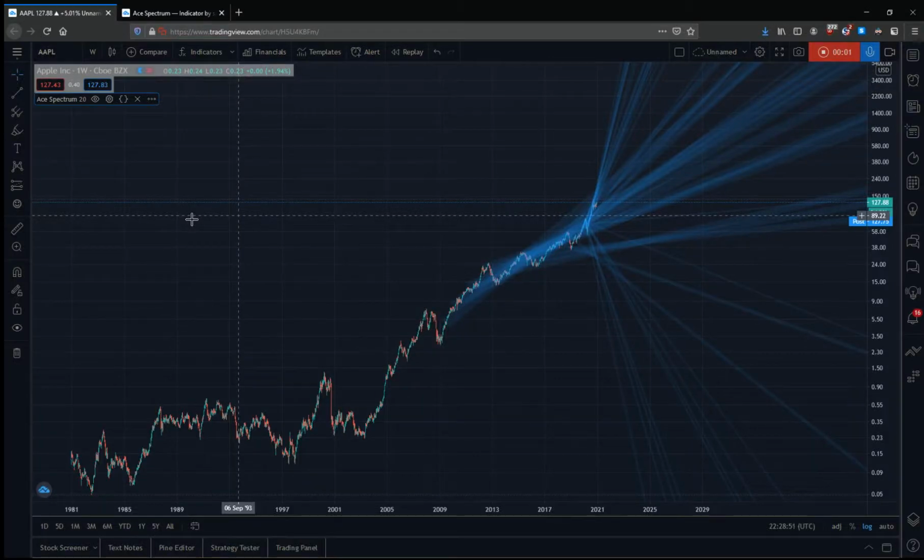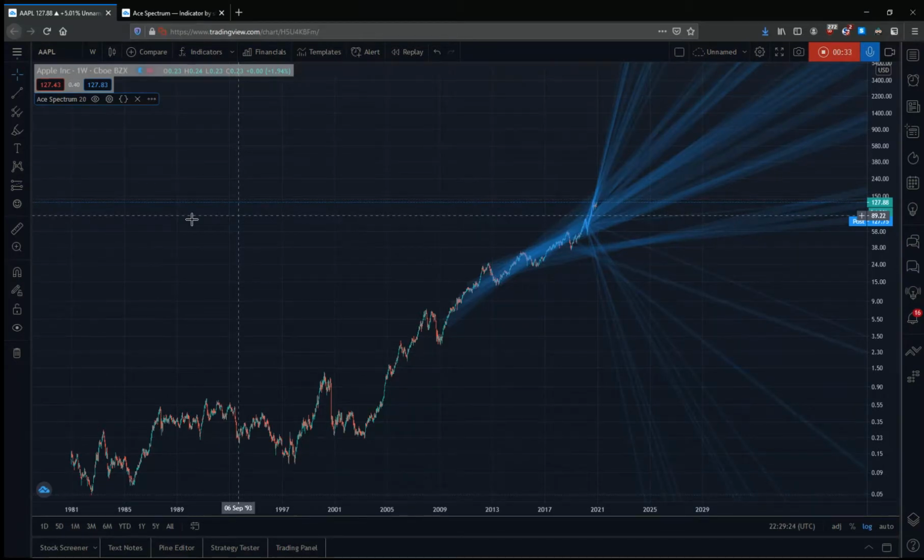Hey guys, so I just wanted to introduce this new indicator that I wrote that puts together many complex ideas into as simple of a package as possible. So the initial idea behind this indicator is to look at the log trends of specific assets. So here is Apple, and this is a well-known exponential stock.